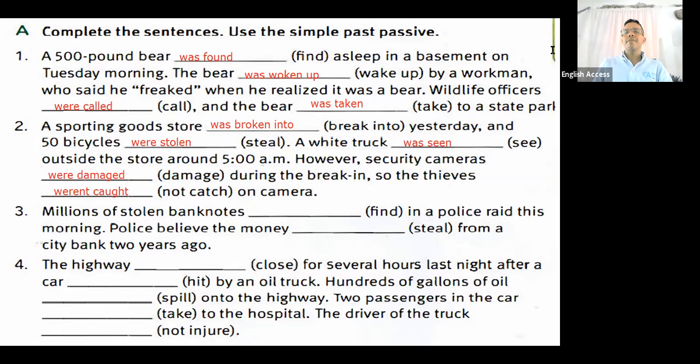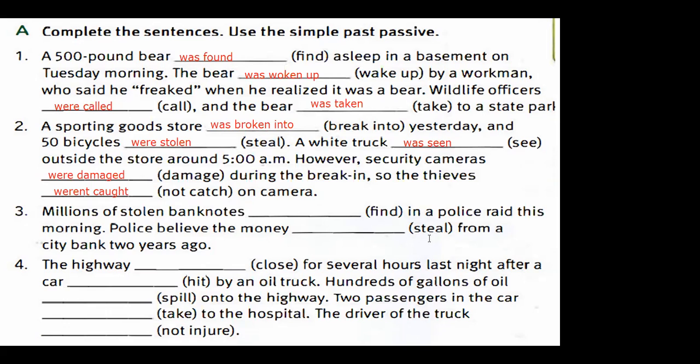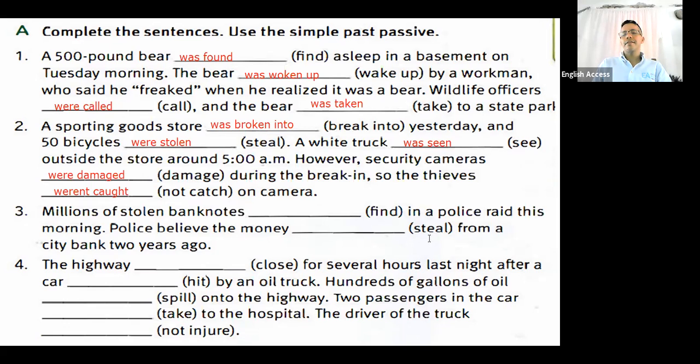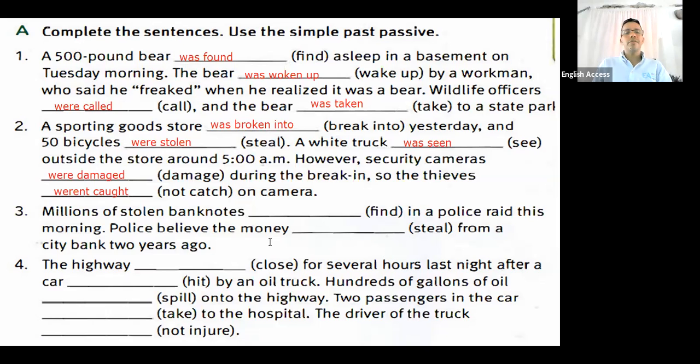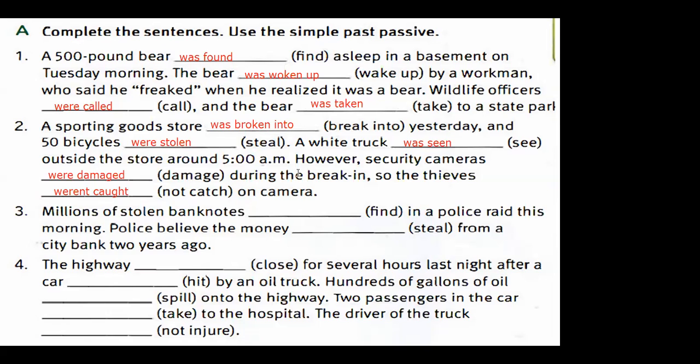Number 3, please. Felix, number 3. Mr. Felix, are you there? Felix? Me, teacher? Let me hold on. I'm calling Felix. Yes, teacher. I am talking to you. Number 3. Okay. Are you there? Yes.